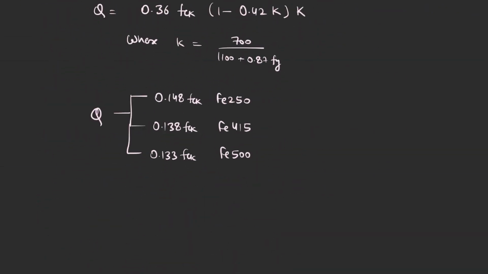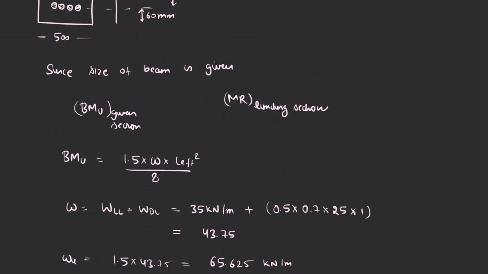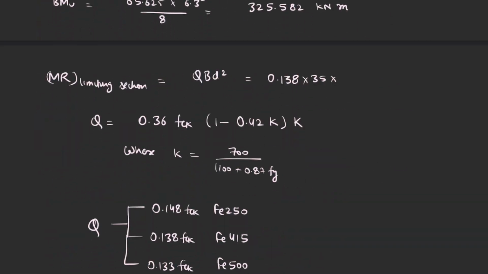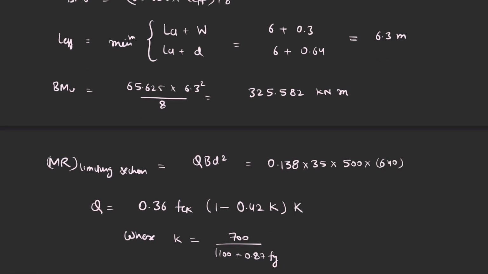The given grade of steel was Fe415, so we are going to substitute 0.138 FCK. Now I'll be substituting it into QBD square: 0.138 into FCK, which is 35, B is 500, D is effective depth, that is 640. The value is going to come around in Newton mm, so we have to convert it into kilonewton meter. After calculating, I am getting the result around 989.184 kilonewton meter.